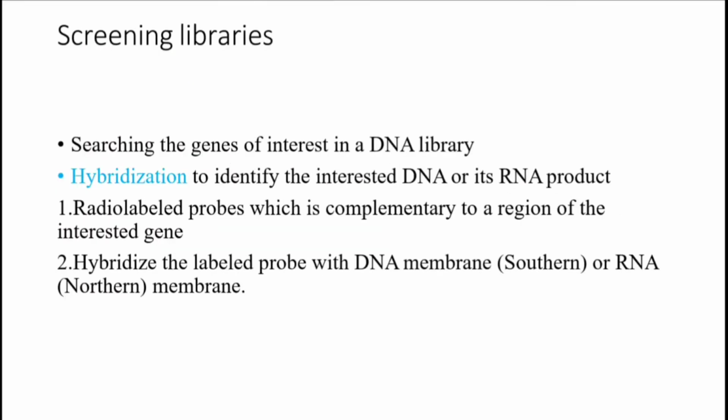Screening of libraries: searching for the genes of interest in the DNA library. Hybridization is used to identify the DNA of interest or its RNA product. Radio-labeled probes are used, which are complementary to a region of the gene of interest. Then the labeled probe is hybridized with a DNA membrane by using a Southern or RNA Northern membrane.